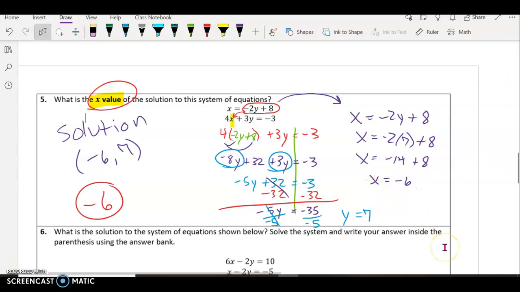Okay, so make sure you're always reading the questions. If it had asked for the y value, then I would have stopped and said, oh, y is 7. I don't need to go any further. But in this problem, I did have to go further because I needed to find the x.